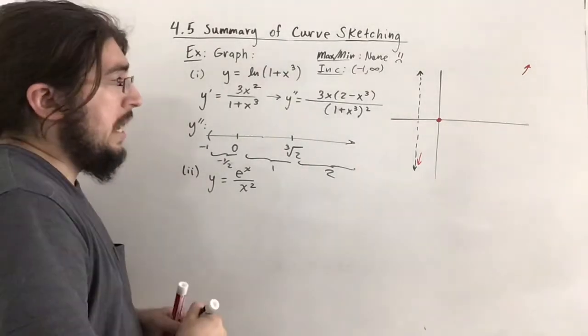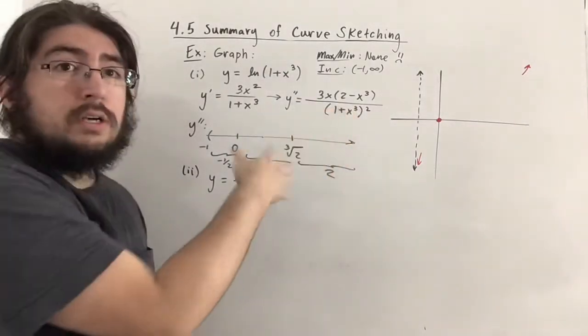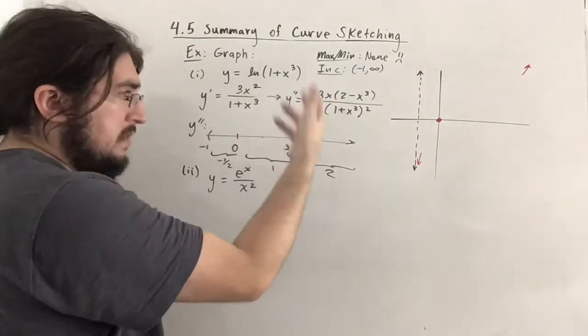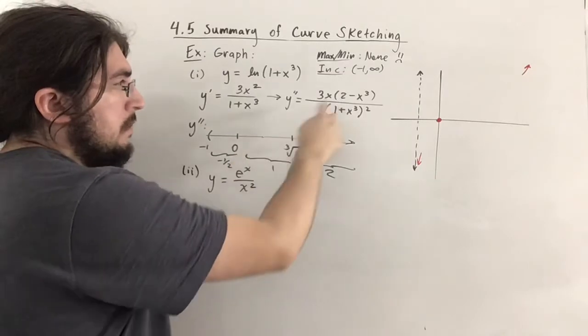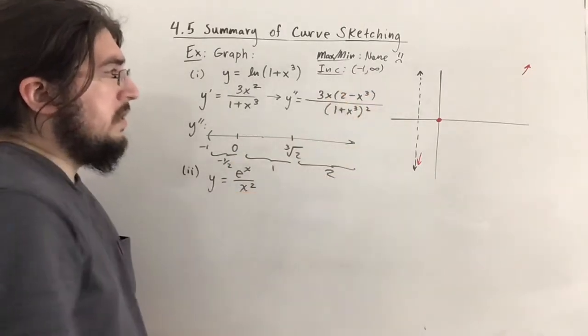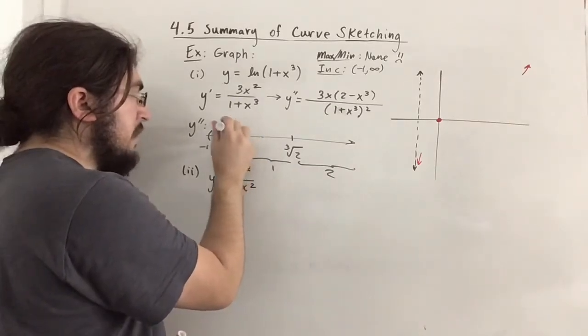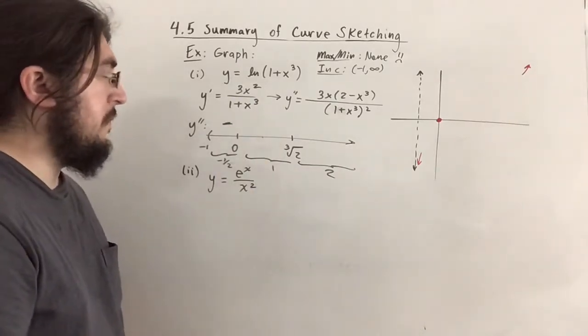When you plug in negative 1/2, notice the bottom is a square, so it's always going to be positive. The top will be 3 times negative 1/2, which is negative. 2 minus negative 1/2 to the third is 2 plus 1/8, which is positive. So this will be negative here. So it's concave down there.